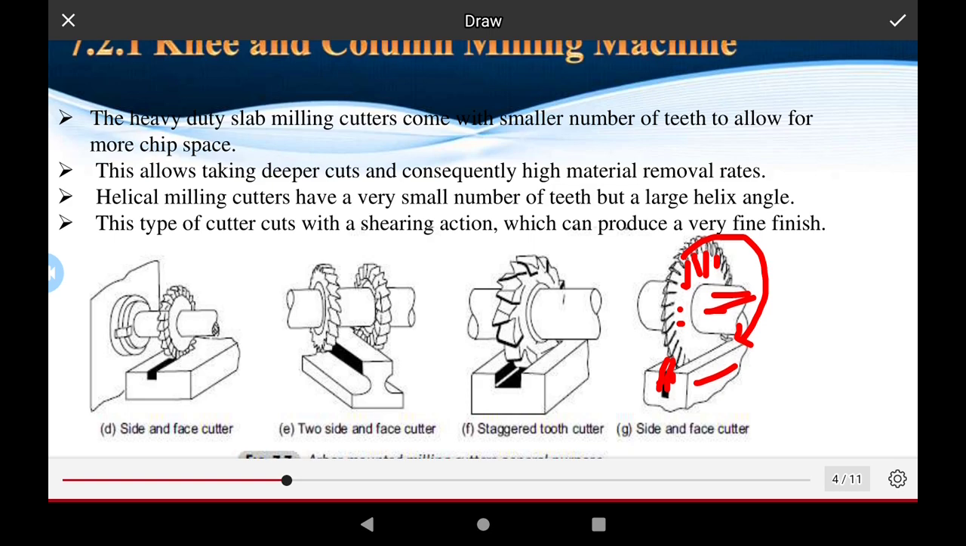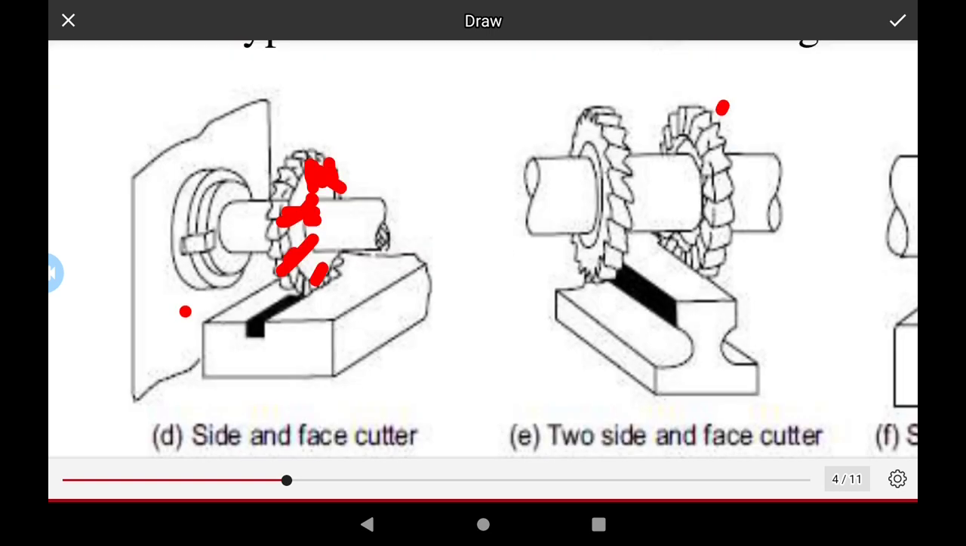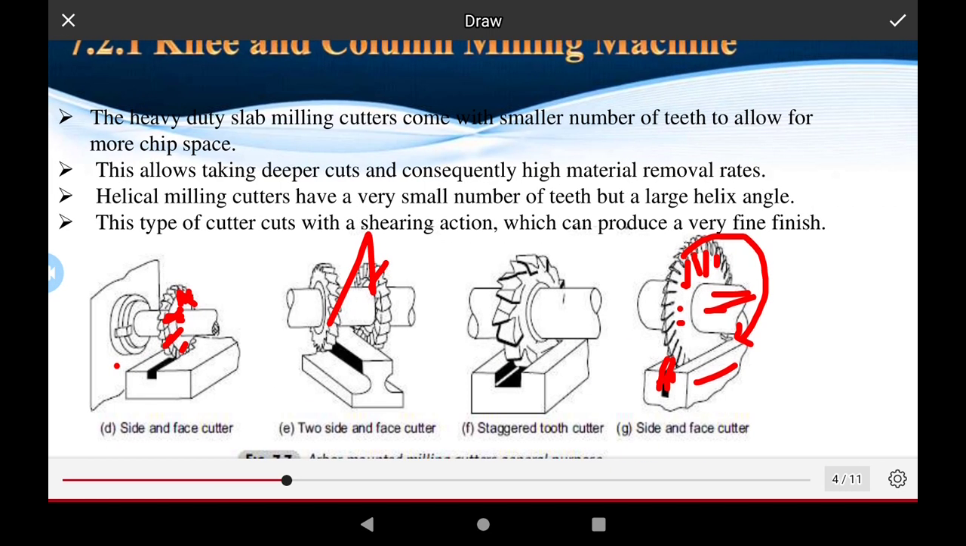Helical milling cutters have a very small number of teeth. These are very small teeth, like the teeth of gears, on the surface of the cutters. This is a very high density of teeth bounded on the surface of the cutter.